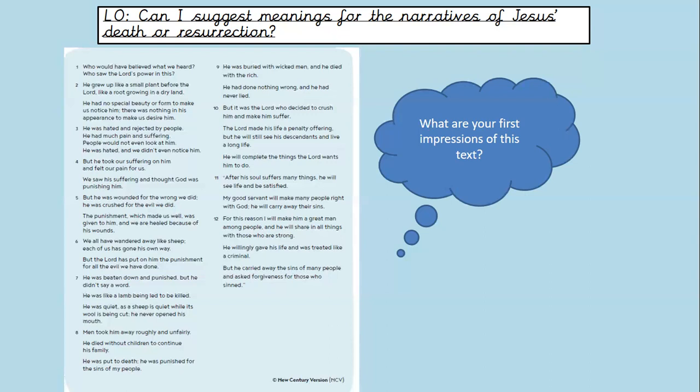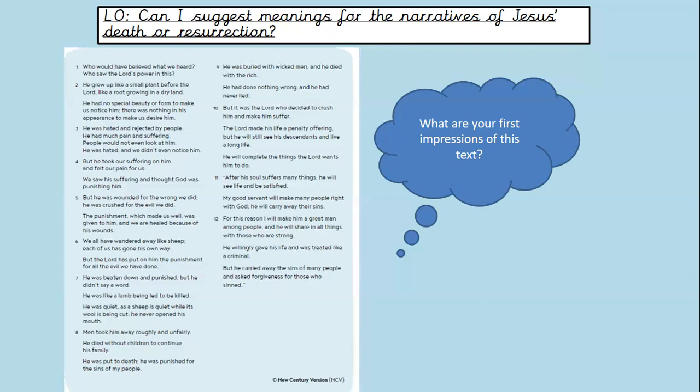The punishment which made us well was given to him, and we are healed because of his wounds. So his wounds are to do with his sacrifice on the cross. Okay, he had physical wounds on his hands, remember, and it says we are healed. It means that, or Christians believe that, by Jesus sacrificing himself, it was fixing the relationship between people and God. It was repairing their relationship, bringing them back together. So God would forgive the people's sins if Jesus went on with the sacrifice.